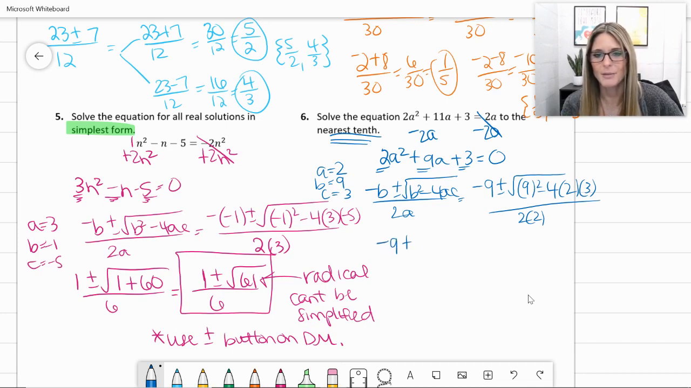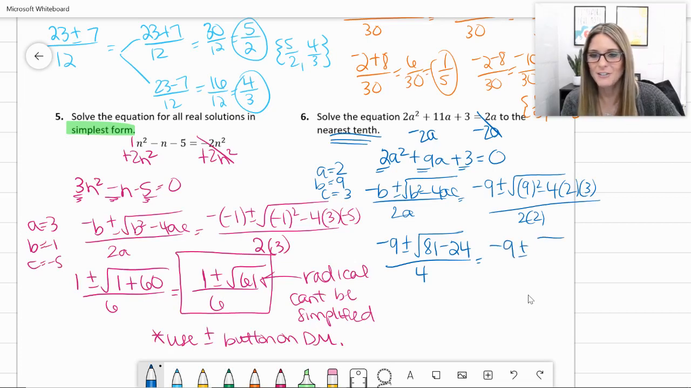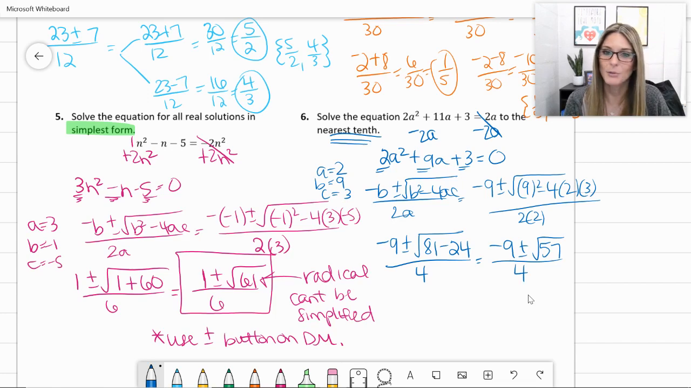Simplifying by hand, negative 9 plus or minus the square root of 9 squared is 81. Then multiply together all of that part: negative 4 times 2 times 3 is going to give us negative 24, or minus 24, and divide it all by 2 times 2, which is 4. All right, we've got negative 9 plus or minus under that radical 81 minus 24 gives us 57, over 4. Square root of 57, not a perfect square, but different directions from what we saw in our last example. We actually want to get to the nearest tenth. We want a decimal form.